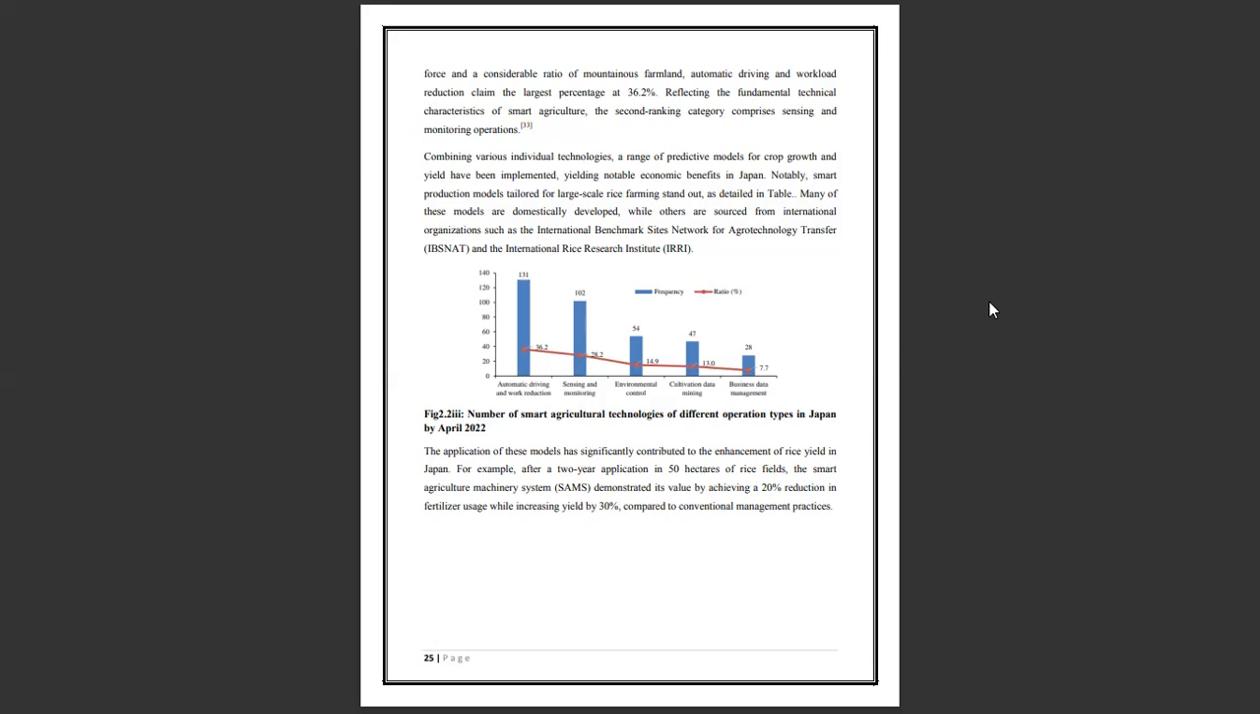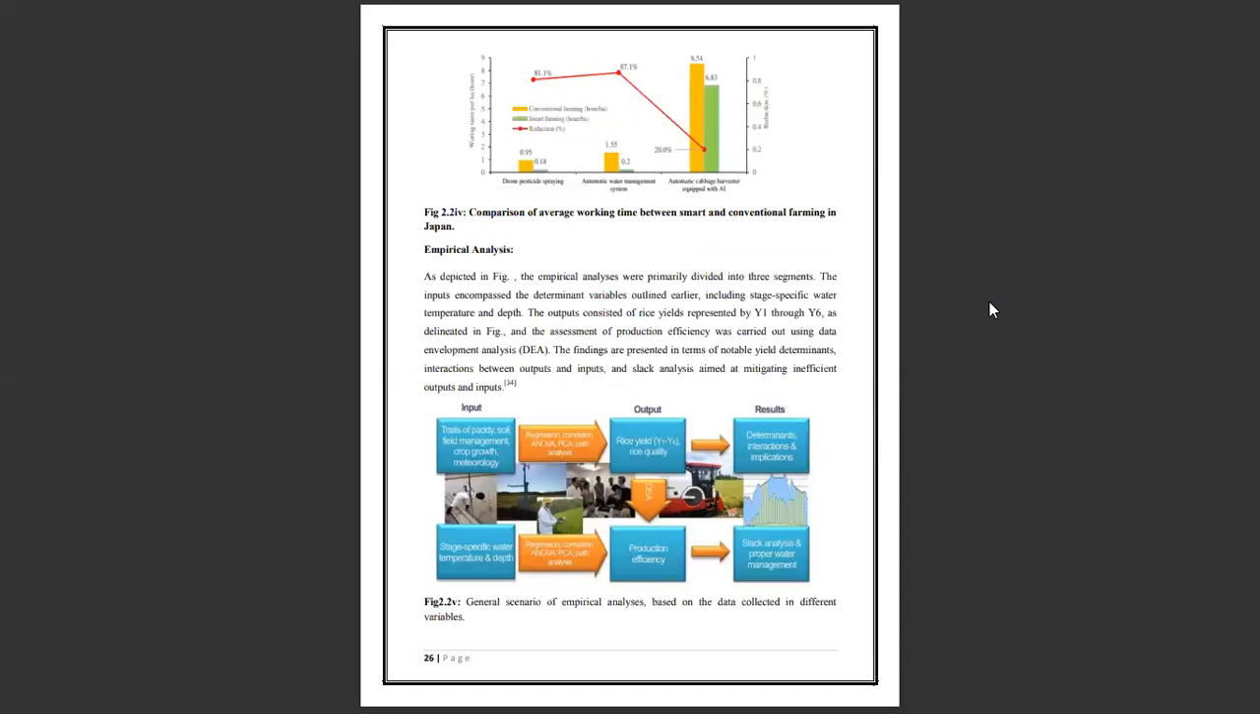The application of these models has significantly contributed to the enhancement of rice yield in Japan. For example, after 2 years of application in 50 hectares of rice fields, the Smart Agriculture Machinery Systems, SAMS, demonstrated its value by achieving a 20% reduction in fertilizer usage while increasing yield by 30% compared to conventional management practices. Figure 2.2 shows the comparison of average working time between smart and conventional farming in Japan.